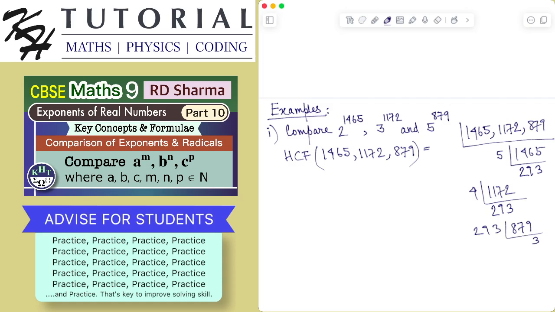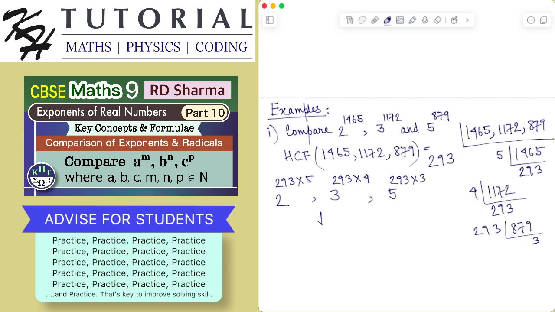Okay. So clearly we can see that the HCF of all the powers is 293. Now, basically we will factorize the powers. So 1465 is 293 multiplied by 5. 1172 is 293 multiplied by 4, and 879 is 293 multiplied by 3.